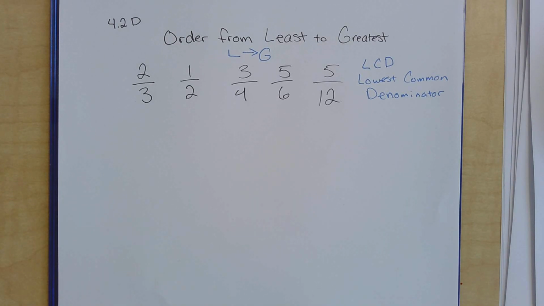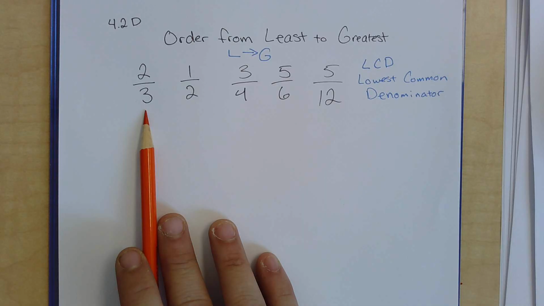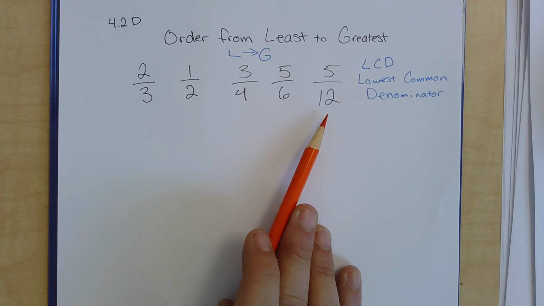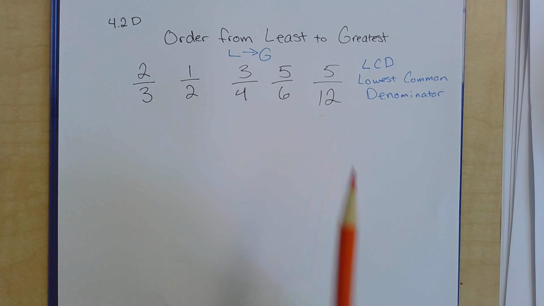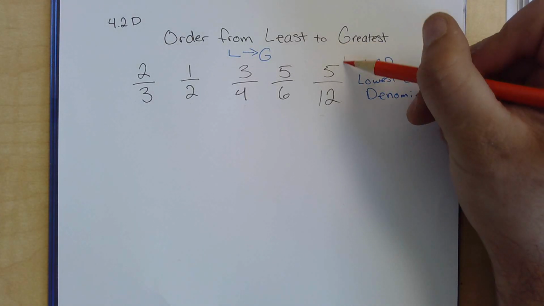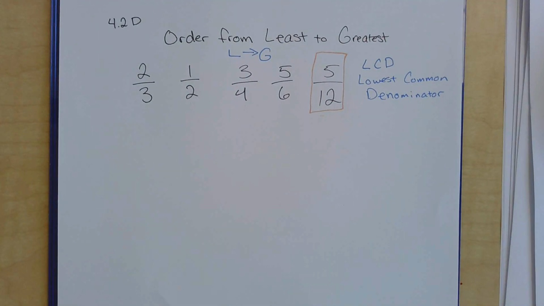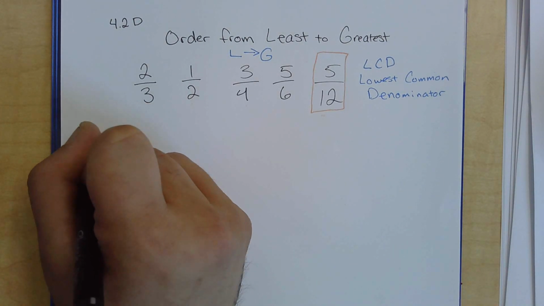So let's start with the first one. I'll have to change this fraction, this fraction, this fraction, and this fraction. But this fraction, because it already has a 12 as its denominator, I'm going to leave as the same. I'm going to box it in, because that's what I'm going to do with all of my equivalent fractions. Now, in order to make an equivalent fraction, all I'm going to do is rewrite the fraction, but extend the fraction bar.